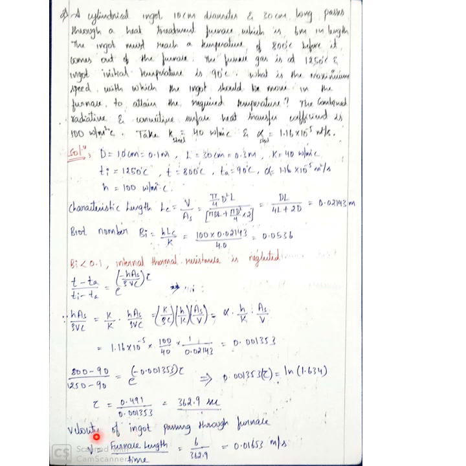Now he is asking in the question to find the velocity of the ingot passing through the furnace. You know the distance; speed is nothing but distance traveled divided by time taken. 6 is the total furnace length he has given in the question. Furnace length you should take, divided by time, 362.9. So ultimately you will get 0.01653 meters per second. That is the velocity of the ingot passing through the furnace in order to obtain the maximum temperature. Okay guys, we shall move to the next problem.